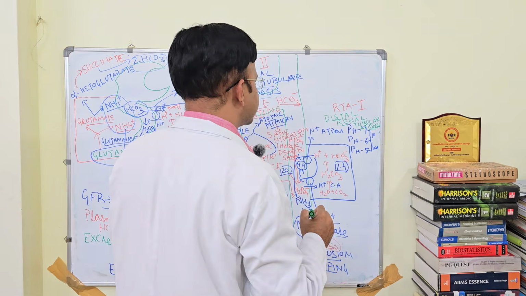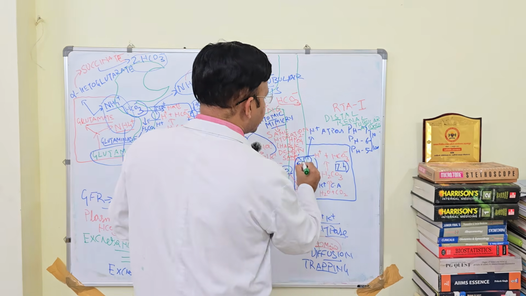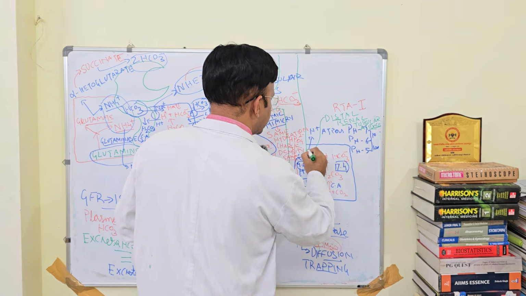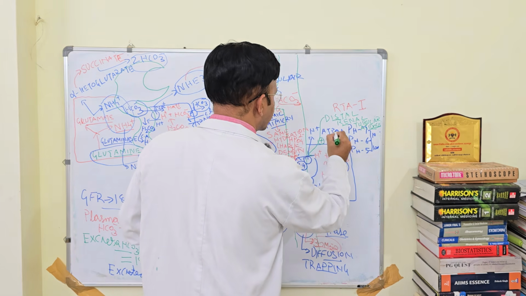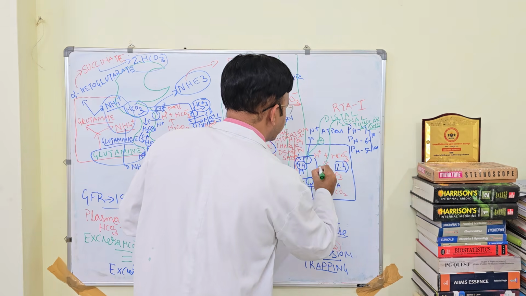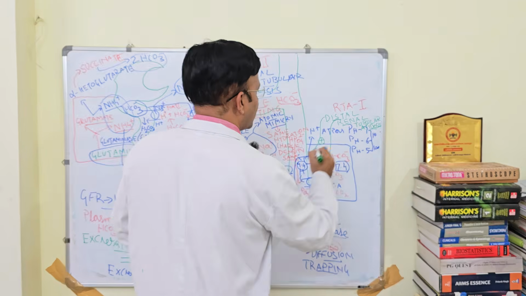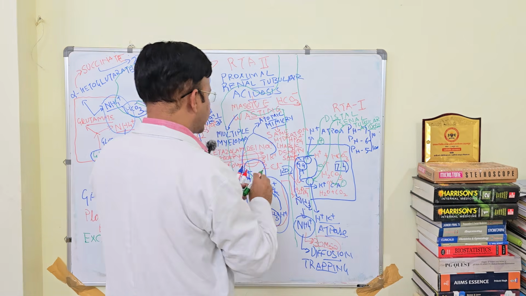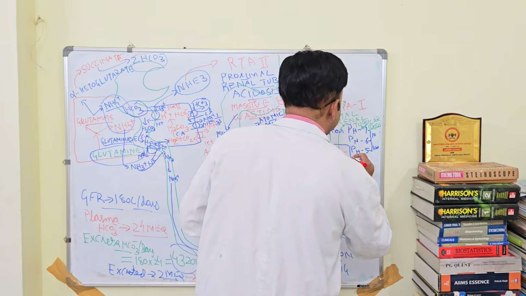What will happen in this case? Your H plus ATPase will be defective, right? So H plus is not getting excreted out. Either H plus ATPase or H plus K plus ATPase, right? Or some problem with your carbonic anhydrase enzyme, right? Or some problem with this bicarbonate. It will be excreted out now.